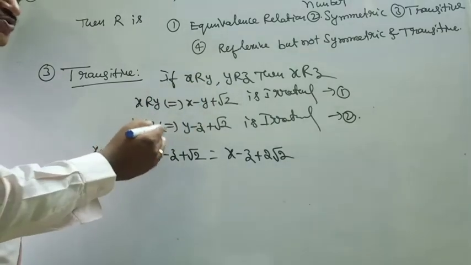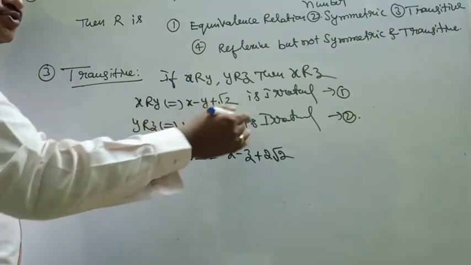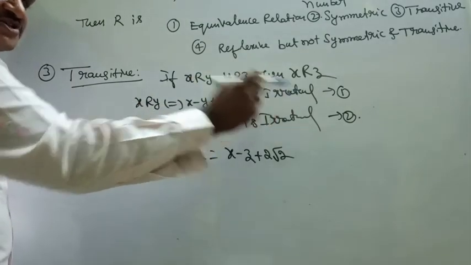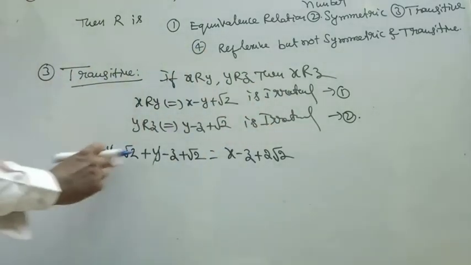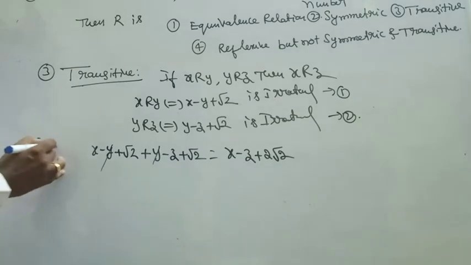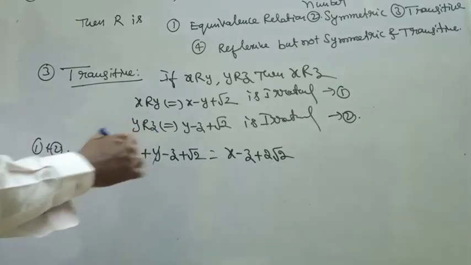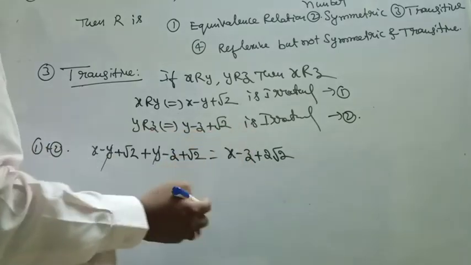Y related to z means y minus z plus root 2 is irrational. I have taken this as equation number 1, this as equation number 2. Now I added these, 1 plus 2. This we added like this. Minus y plus y is cancelled, and you have here x minus z plus root 2.